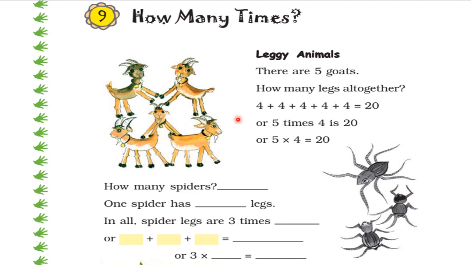5 goats are there. So we will write 4 plus 4 plus 4 plus 4 plus 4 is equal to 20. Or we can also write 5 times 4 is 20. Why? 5 goats are there. So 5 times 4, 4 legs are there. So 5 times 4 is 20. Or 5 multiplied by 4 is equal to 20. This symbol of cross is called multiply. Okay, multiplication symbol. So we read it as multiply. 5 multiplied by 4 is equal to 20.